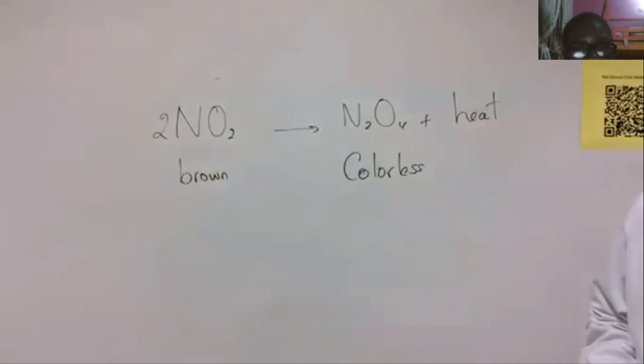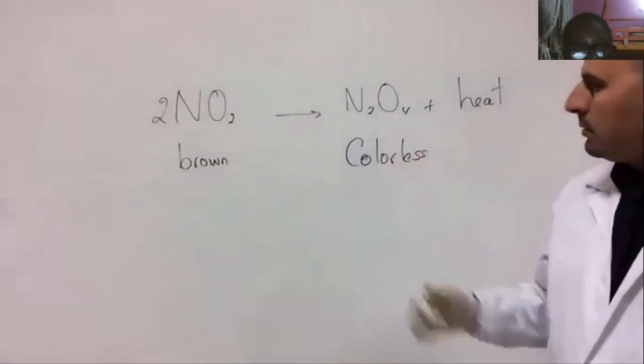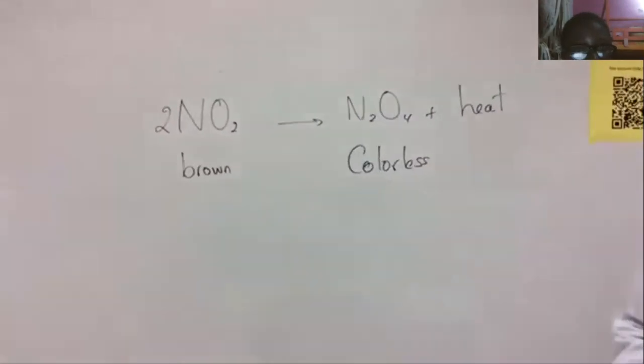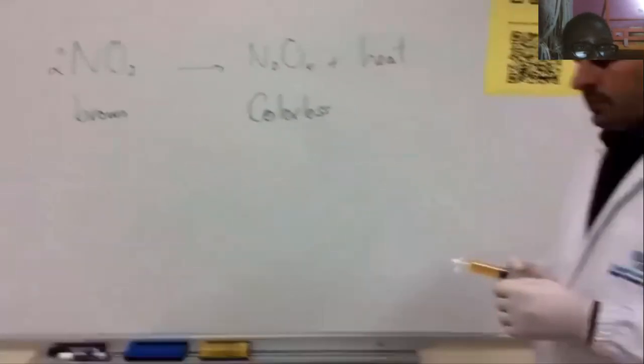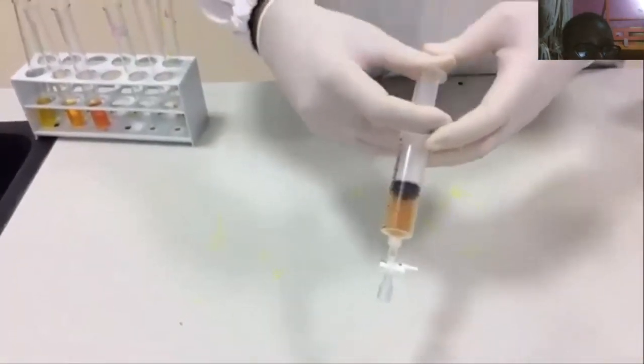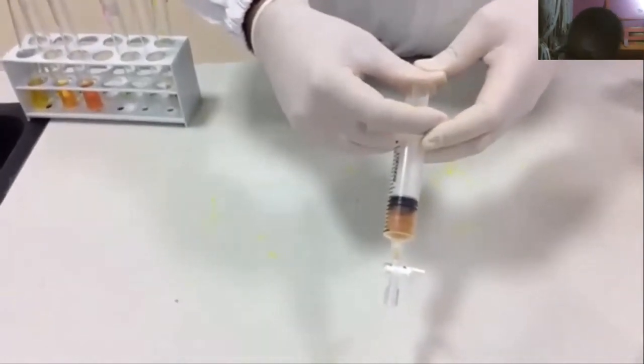All right. Reaction will go toward N2O4. And if we put less pressure on this reaction, it will go back to NO2. Here, more pressure, the color starts brown, of course, because the concentration of NO2 increased.